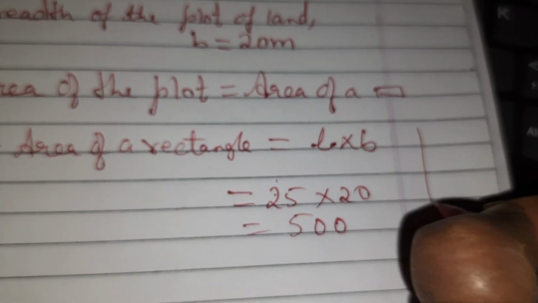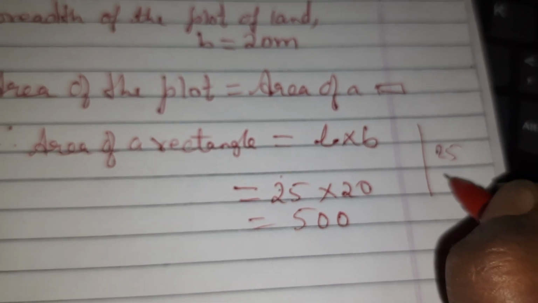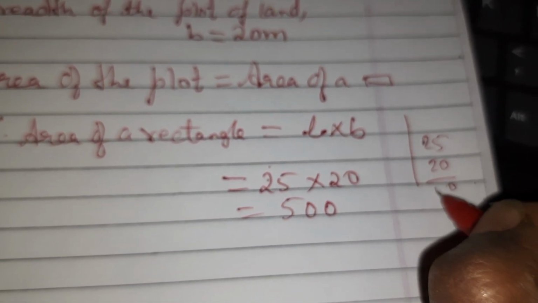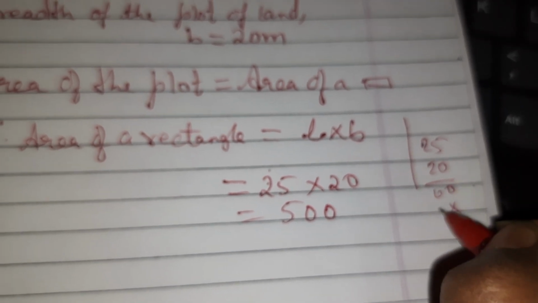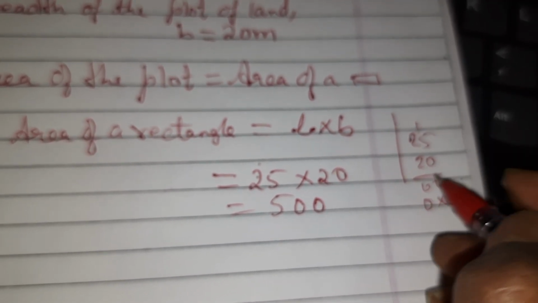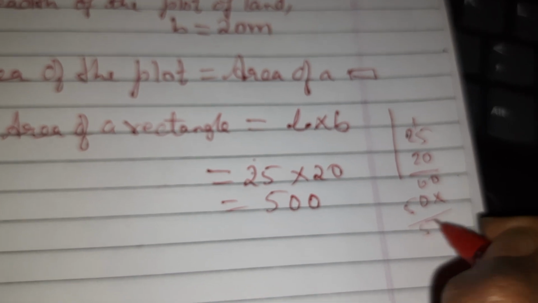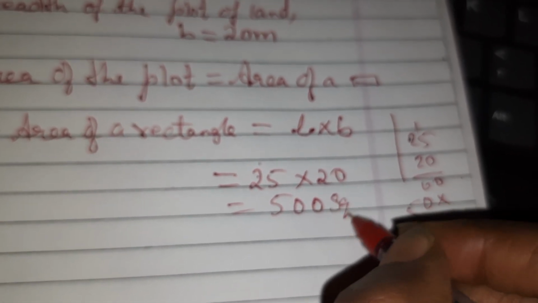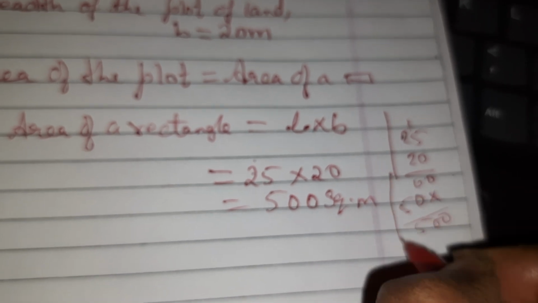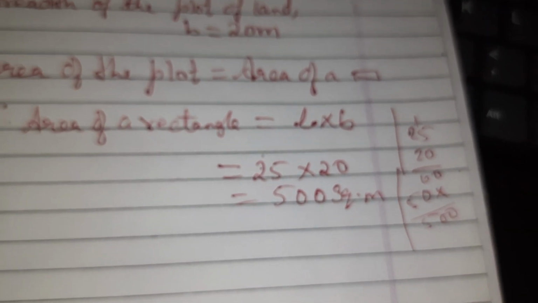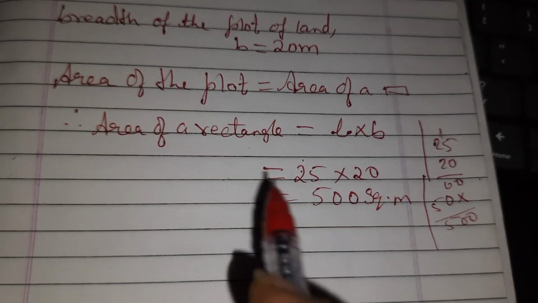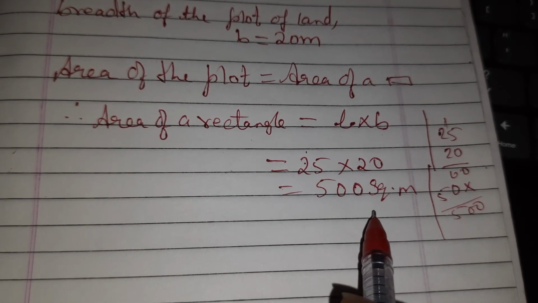I'll show you. Suppose this is the working, 25 into 20. 0 5s are 0, 0 2s are 0, put the cross, 2 5s are 10, 0, 1 carry, 2 2s are 4, 1 5, that is 500 you are getting. So 500 square meter. Okay, this is the working, 500 square meter. So the area of the plot we are getting as 500 square meter, children.